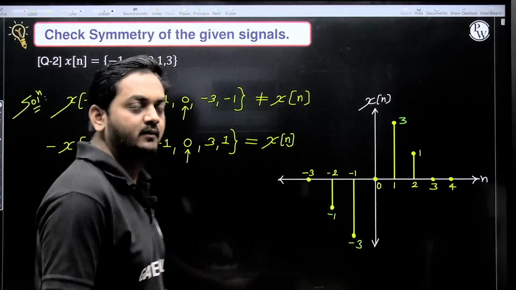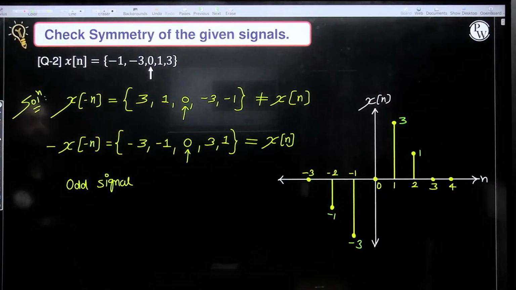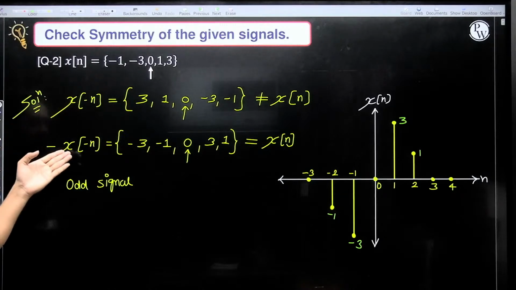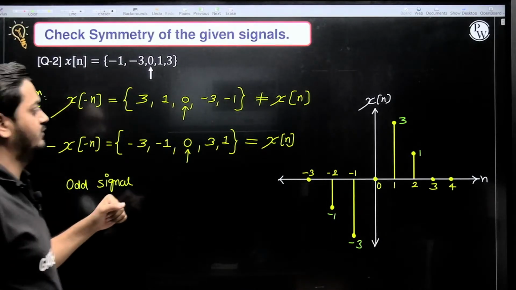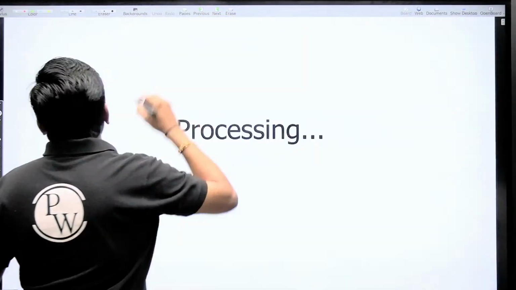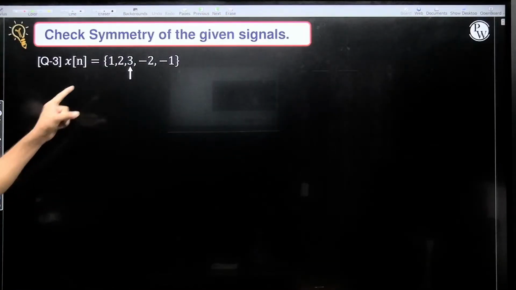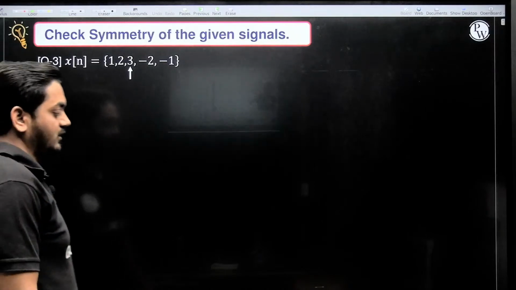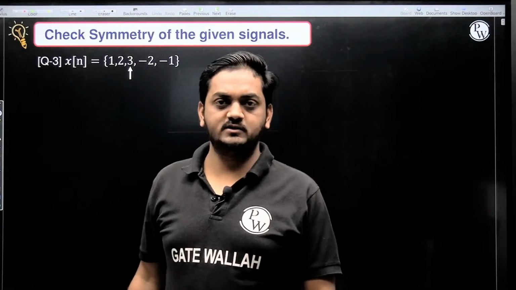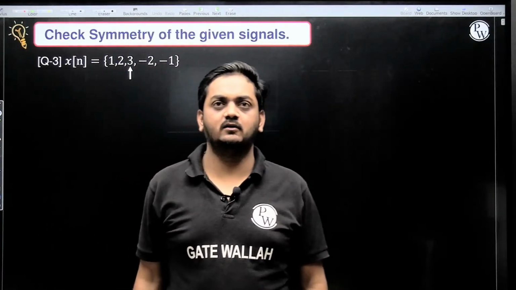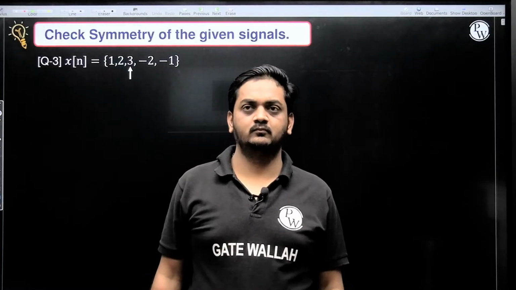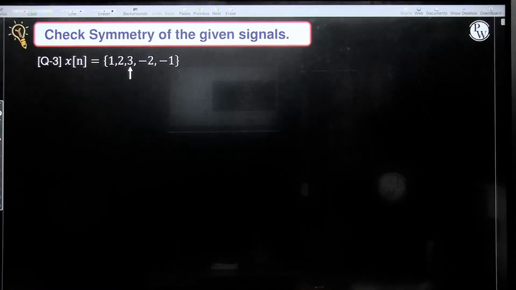Okay, fine. So here odd symmetry is present. First folding with respect to the y axis, time reversal, then folding with respect to the x axis, amplitude reversal. Correct? Now next, question number 3. Check the symmetry of this signal: odd, even, or neither.